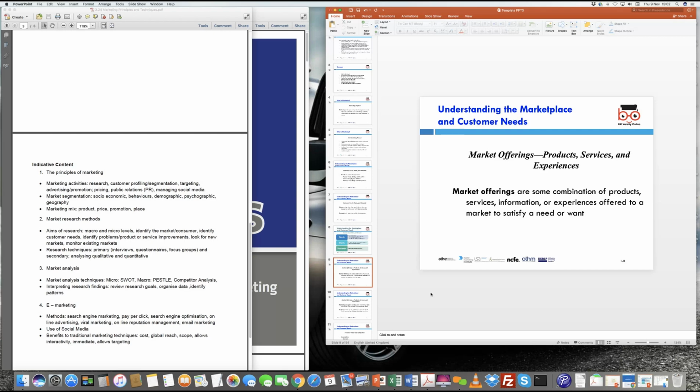That means the product is now readily shippable, and this is something which the company can offer to its consumers in the market. So market offerings are nothing but a combination of products and services, information, and experiences offered to a market to satisfy a need or want.